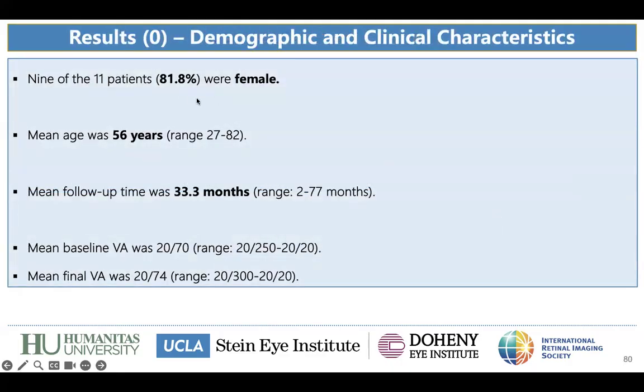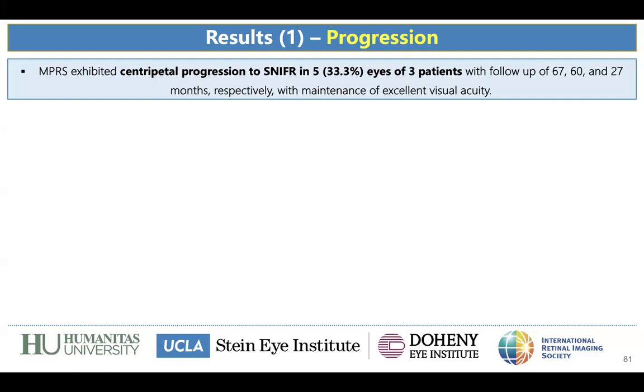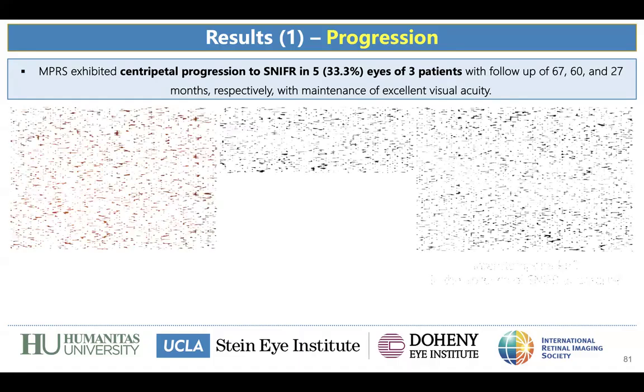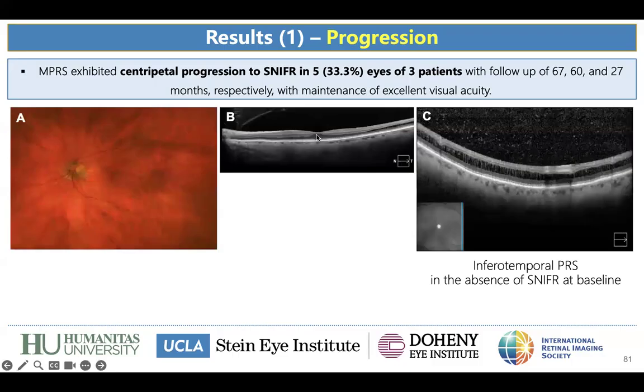First of all, patients were predominantly female, in accordance with previous SNIFFER descriptions. Mean age was 56 years, and the mean follow-up was 33 months. We detected the presence of progression of mid-peripheral retinoschisis in 5 eyes of 3 patients, so 33%, with very long-term follow-up. This is an example. So you can actually see that the fovea is not involved by the schisis so far, while the inferotemporal mid-periphery is involved by inferotemporal peripheral retinoschisis at baseline.